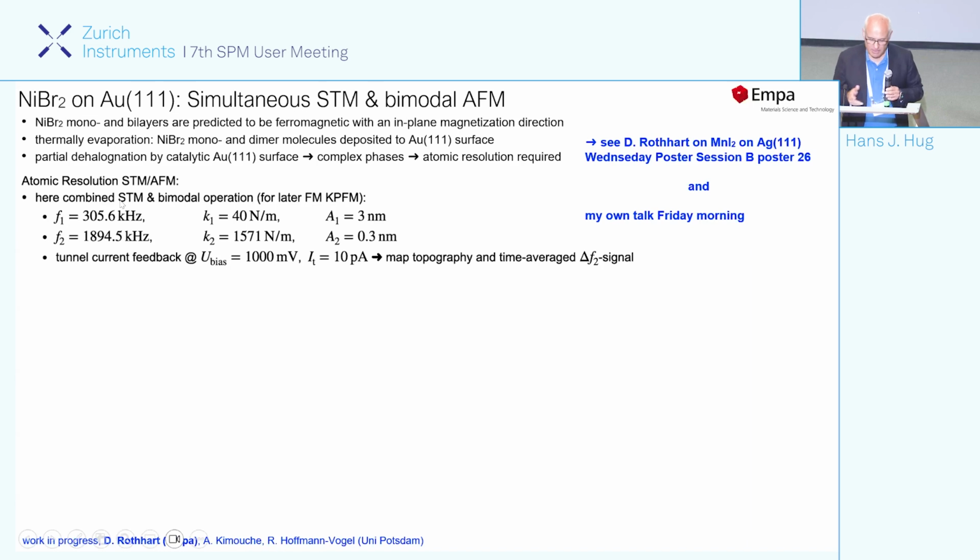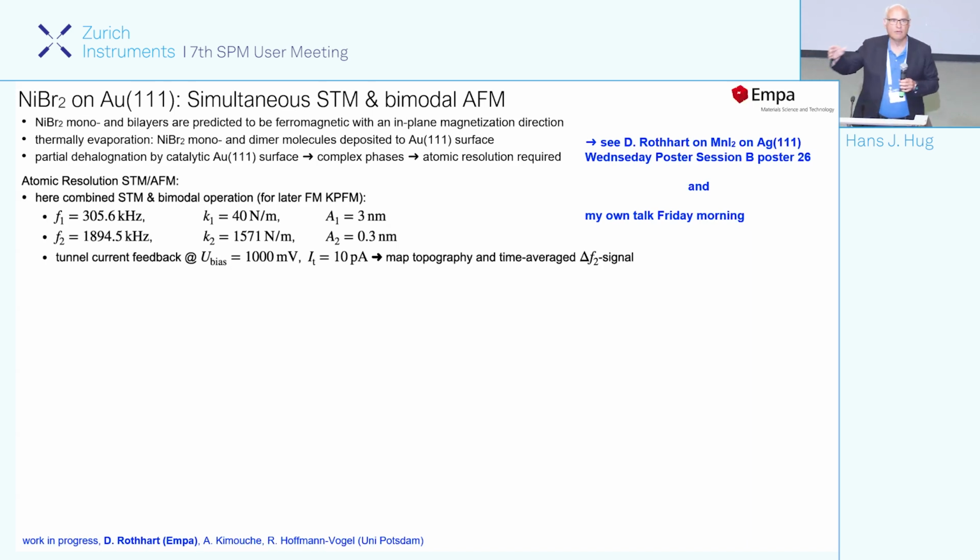Now we do atomic resolution STM and AFM, using a fundamental mode, a hard cantilever with about 40 newtons per meter. The second mode is about 1500 newtons per meter, with two different amplitudes, as again indicated by Romain. That's exactly what we are doing. We are doing tunneling through the tip, and we run a constant STM feedback here at 10 picoamp, and we map the time averaged delta F2 signals.